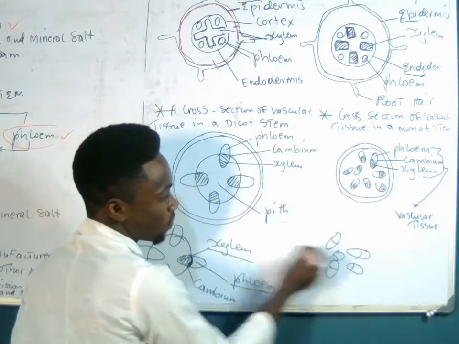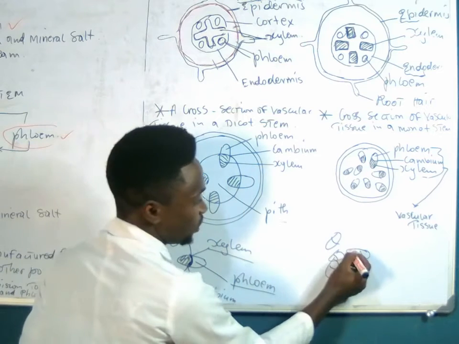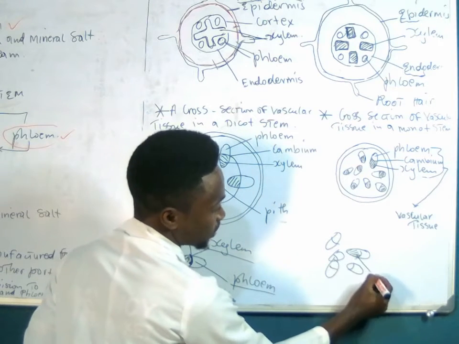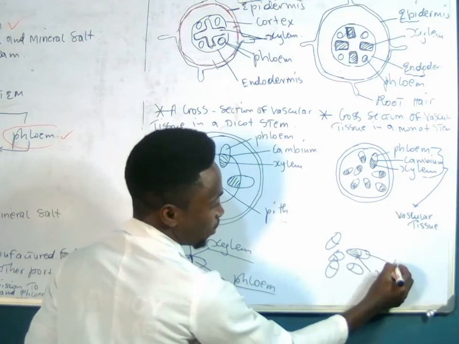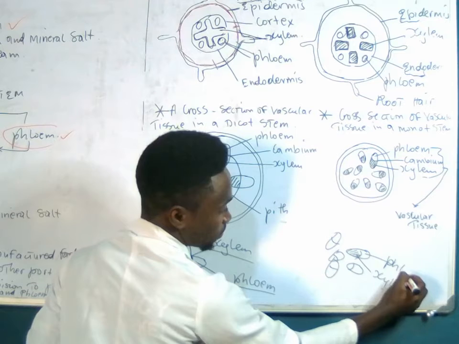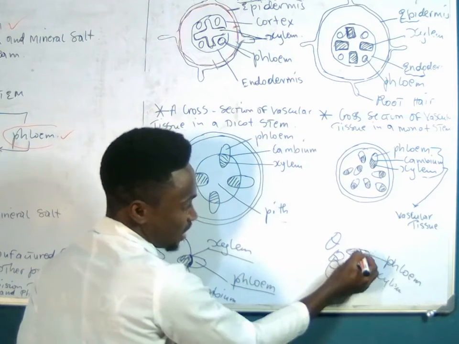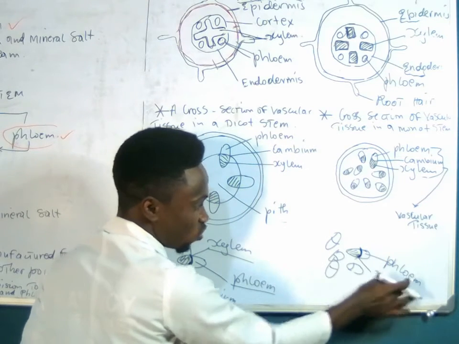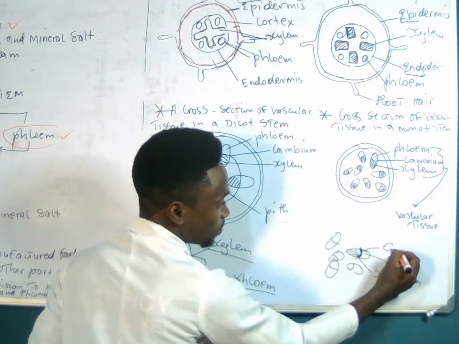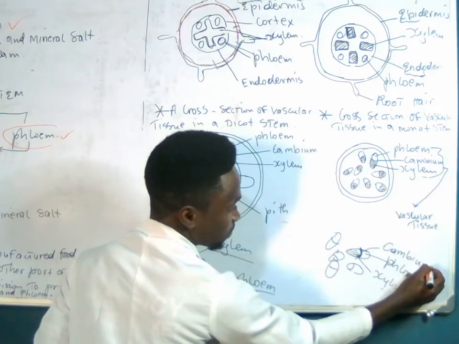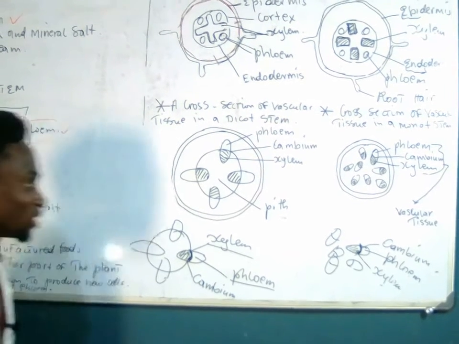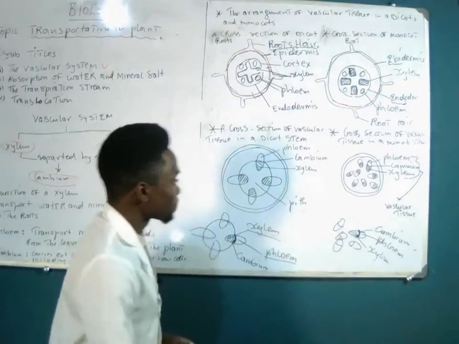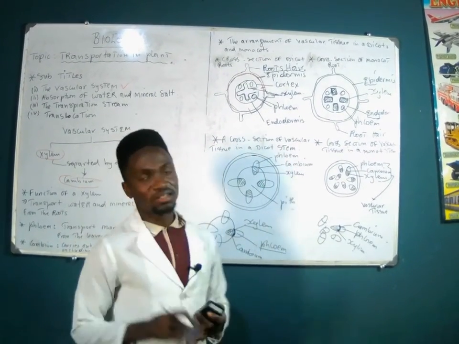So how are we going to label this one? The one which is shaded will become our xylem. This one will become our phloem. Then the part which separates these two is cambium.